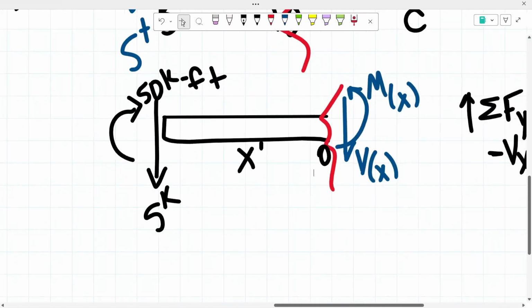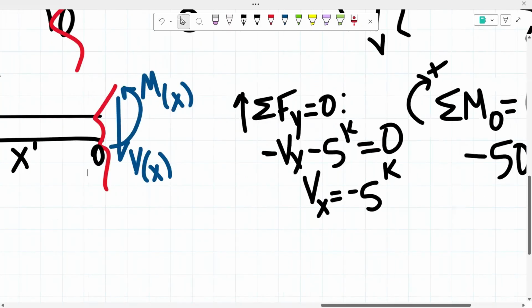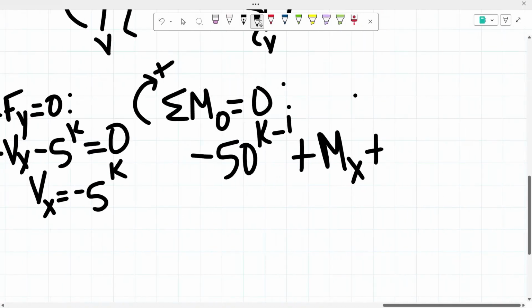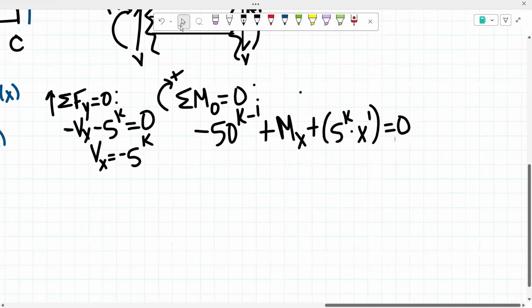And this is going downwards, as you could see, right? And about this point right here, if we have a force going downwards on this side, that's going to create a counterclockwise moment, which is why that's going to be positive. So plus the 5 kips times the x feet that we don't know is equal to 0. From there we solve.